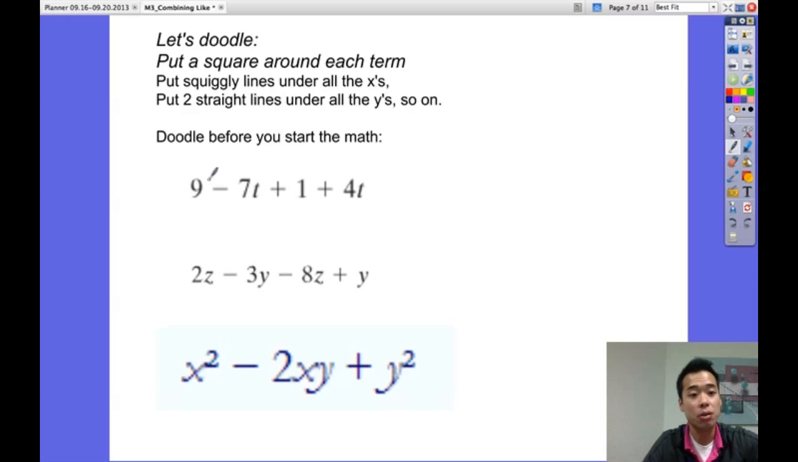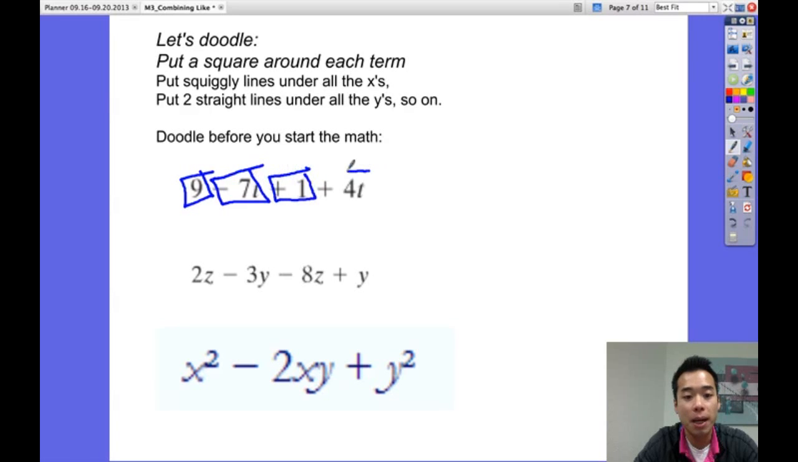If you quickly check it out, I have a positive 9. How do I know that's a positive 9? Because there's no subtraction symbol, there's no negative sign for it. Here I really don't have minus 7t, I have negative 7t. I have a positive 1, and I have a positive 4t. So really, this whole expression, I have 4 terms.